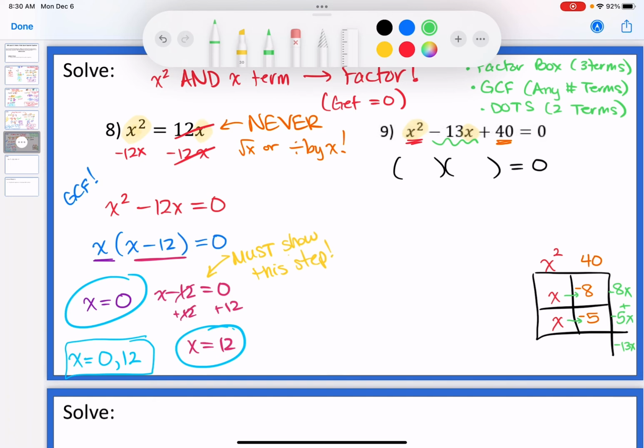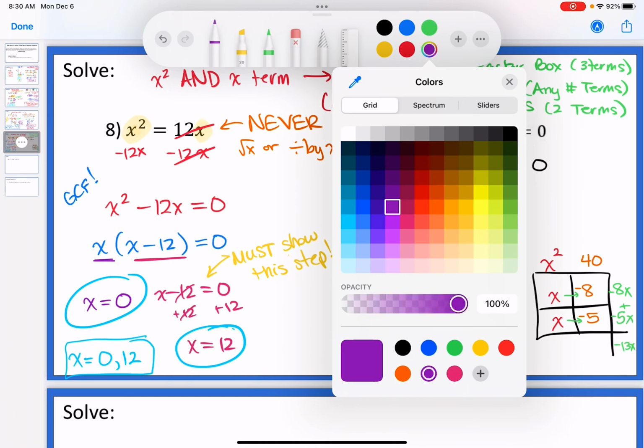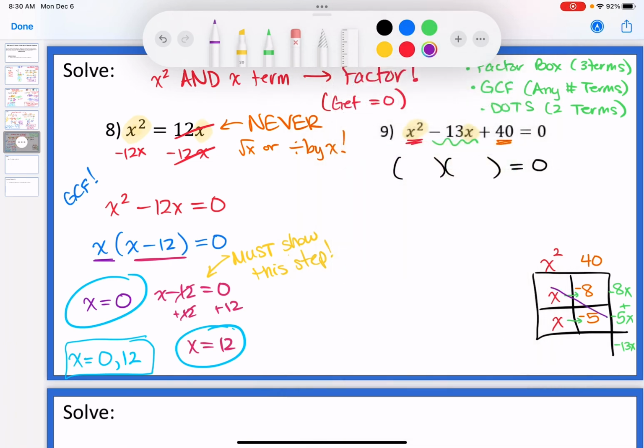Sorry about the bell. So everything on the inside of a factor box gets multiplied, multiply up, multiply across. Everything on the outside is added together. So that's why I'm doing negative 8x plus negative 5x to give me negative 13x. All right, then the last tricky part about our factor box is to remember that the diagonals are our parentheses. So x minus 5 is one set of parentheses, and x minus 8 is the other.